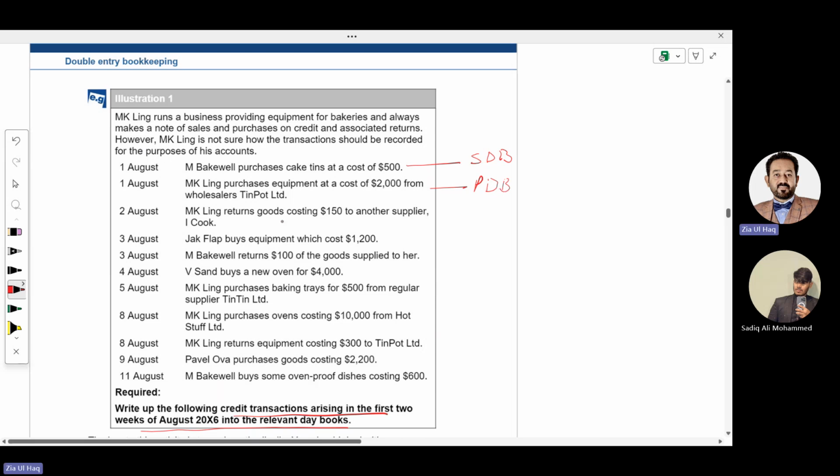MK Link returns goods costing 150 to another supplier, iCook. If MK Link returns, this means it had purchased before.